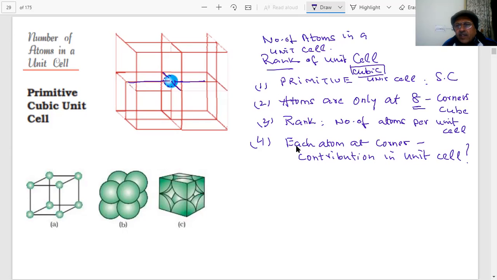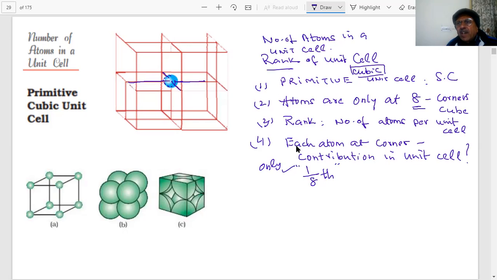then it is 1/8. Only 1/8 part of the atom is present in this unit cell. How much? Only 1/8 part. Clear? Yes, sir. Only 1/8 part is present.